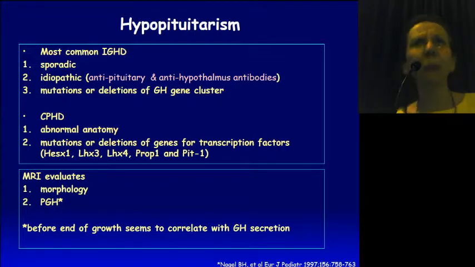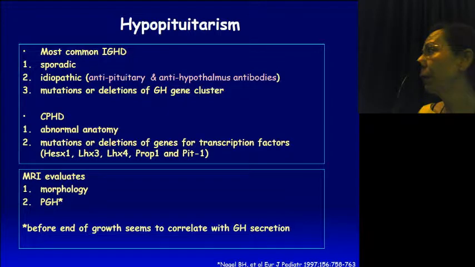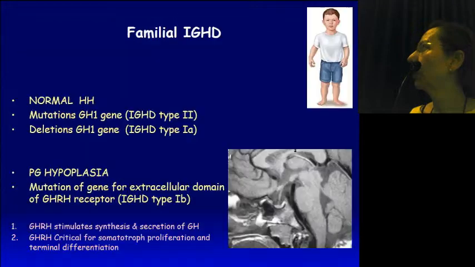What is the role of imaging? What is our role? Our role is to evaluate, to appreciate the morphology, always by using MRI, and of course to measure the pituitary gland height. And this is very simple and very easy to do. Before the end of growth in young children, it seems that the pituitary gland height correlates with growth hormone secretion. So measuring this height is very important.